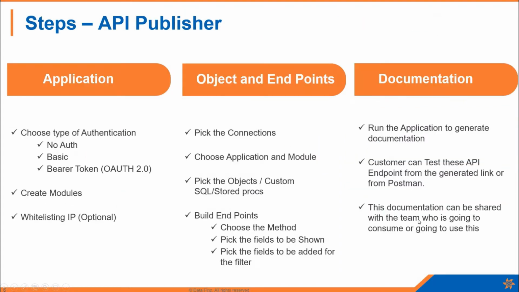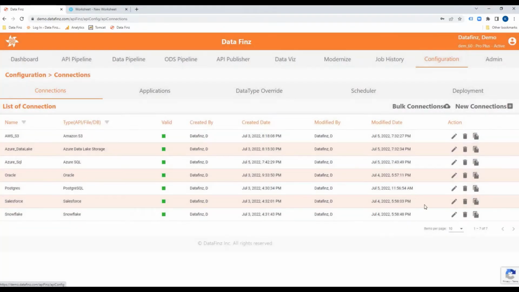We will follow 3 steps during the API Publisher. 1. Create an application. 2. Build API endpoints for the data source. 3. Build documentation for the application. We will see these in demo. Let's log in to DataFins.